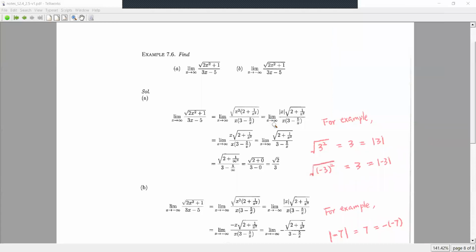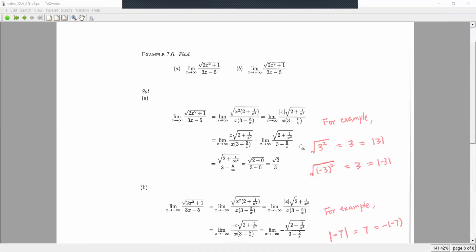Because x is approaching positive infinity, x is positive. So absolute value on x is x itself. Therefore, we have this equation. Now, cancel x from the top and from the bottom. We then have this equation.